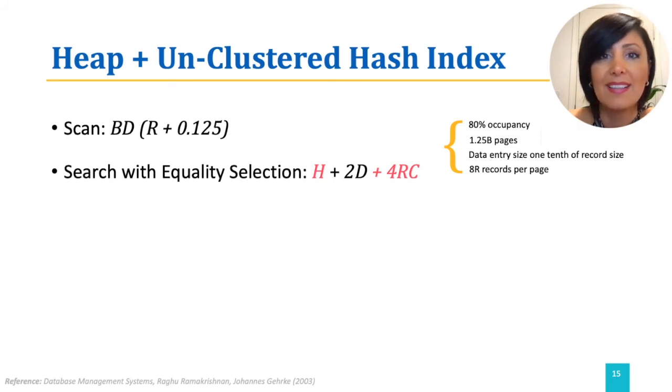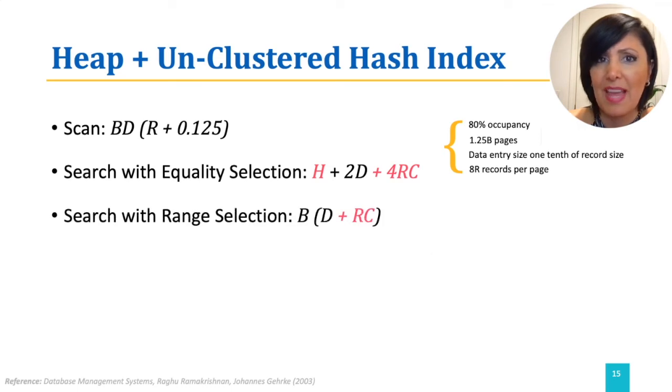Note that given H and RC are small, the greatest element of cost is the 2 I/O operations needed with cost 2D, and therefore this is quite efficient. For range selection, the hash structure offers no help, and the entire heap file must be scanned with the cost of B times D plus RC.